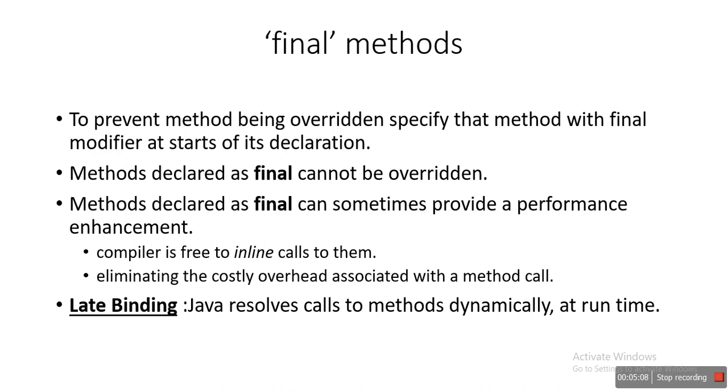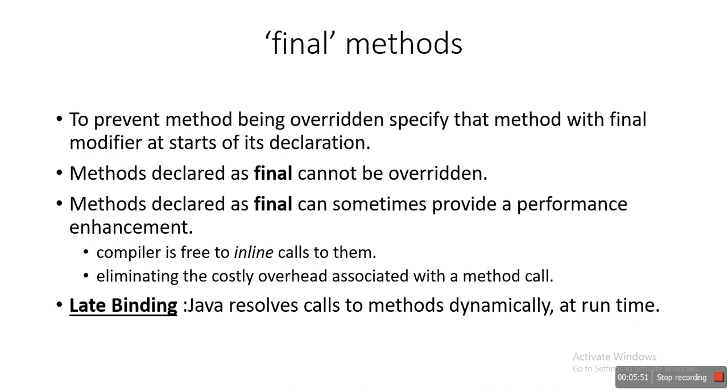Now we have two terms, late binding and early binding. In late binding, Java resolves the calls to a method dynamically at runtime. So the meaning of late binding here is that Java resolves, during the runtime, which method should be called. We call this dynamic, and this process is called runtime resolution.